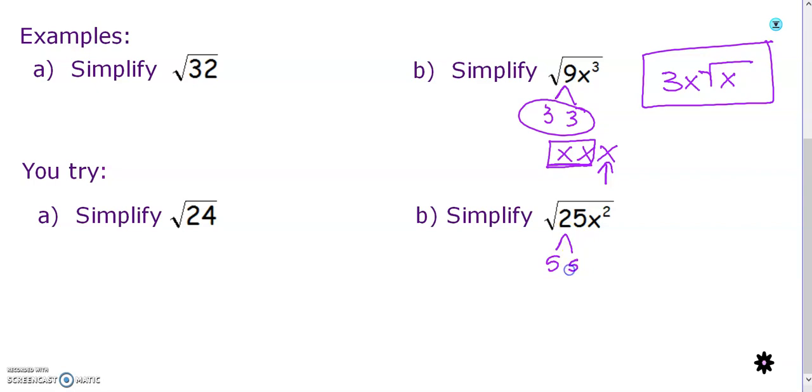If we are to factor this, I can see the factoring of 25, I get 5 times 5. The square root of that is just 5. Factoring x squared, I have x times x. Well, that's just x. Our answer to that is 5x.